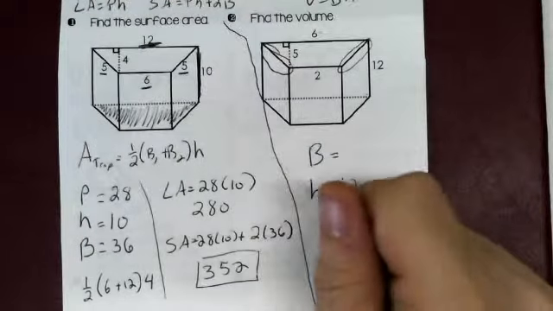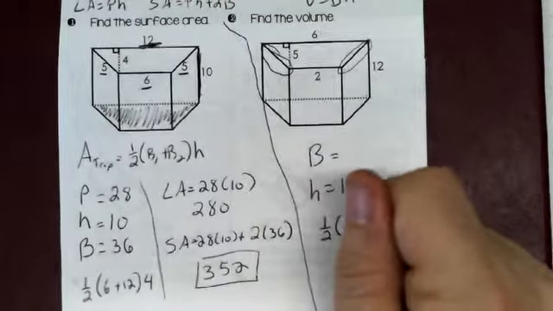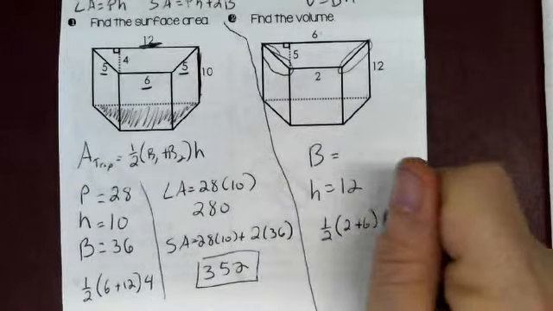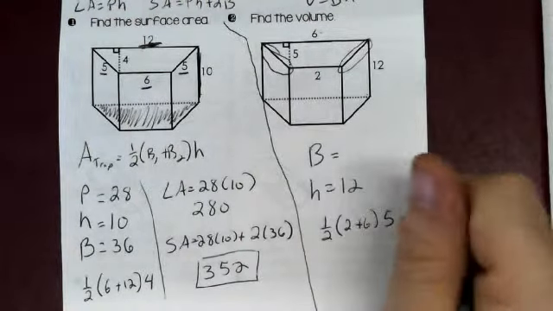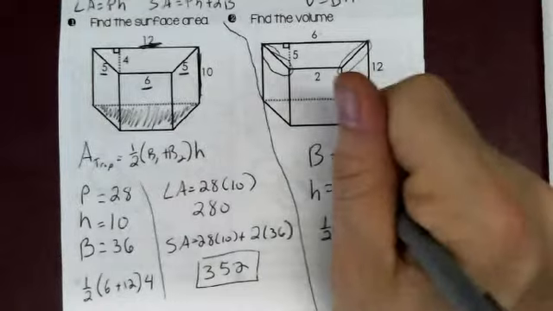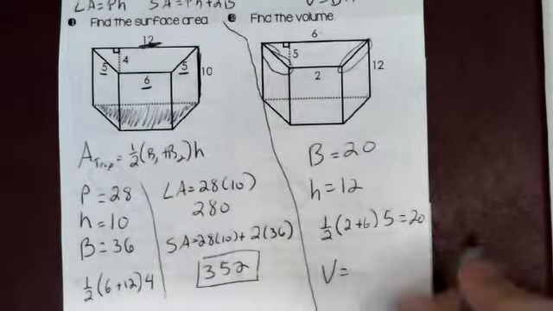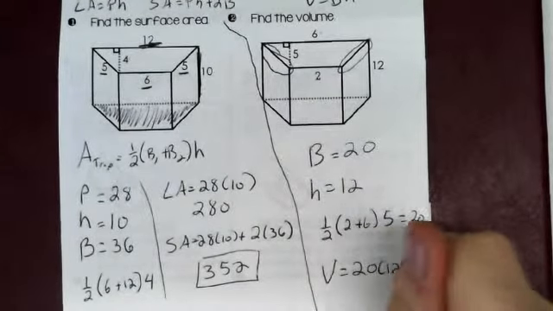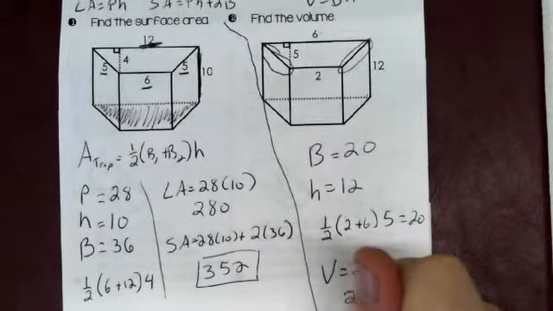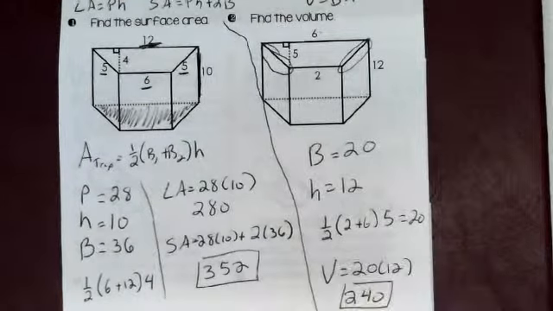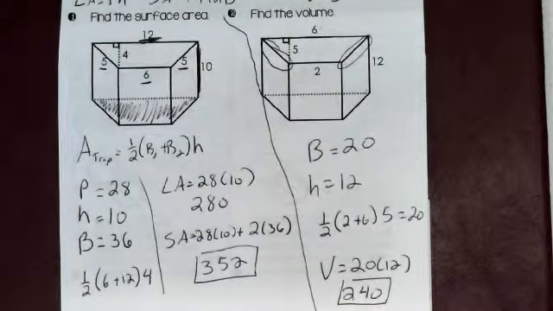To find the area of this base, that's just going to be 1/2 of 2 plus 6 times the 5. It's going to give me an area of the base of 20. And so the volume, that's just going to be the 20 times 12, which gives me a volume of 240. Pretty straightforward. Let's go ahead and do the next couple of examples.